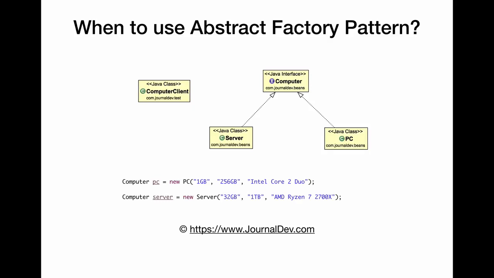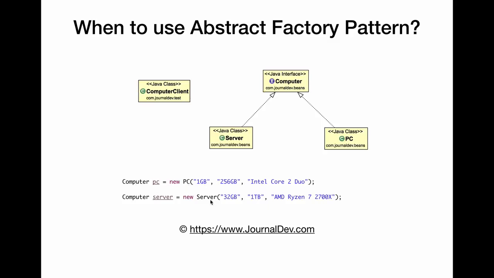Whenever we have a scenario where we have a base interface or abstract class, and then there are many concrete implementations of it. For example, let's say we have a computer as an interface, or it could be an abstract class, and then there are concrete implementations, server and PC. Now, if in this scenario a client program wants to instantiate server and PC, then they will have to directly use their constructor, like shown in this pseudocode: Computer pc = new PC or new Server.